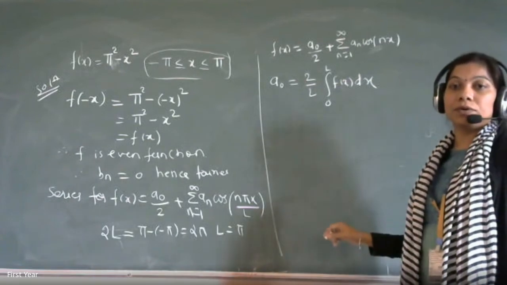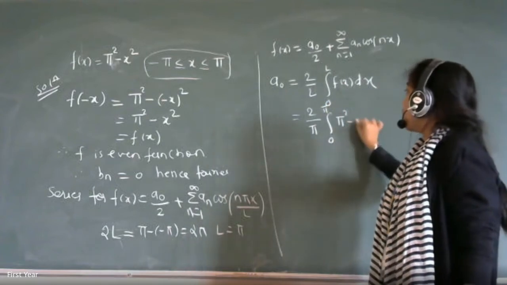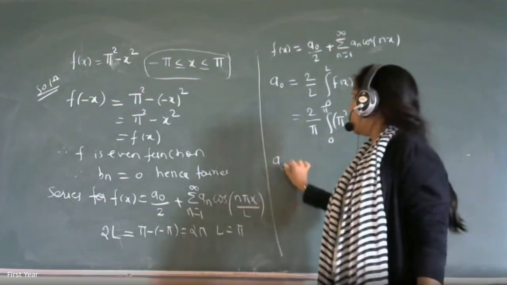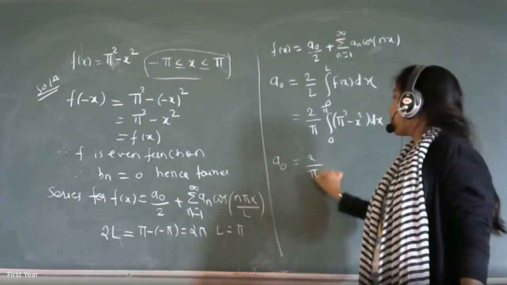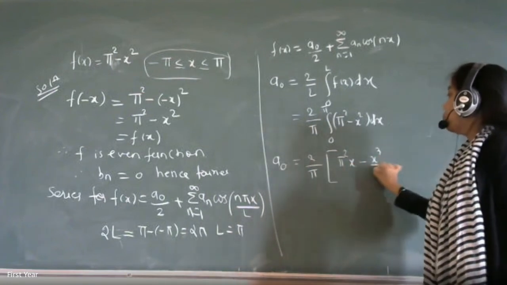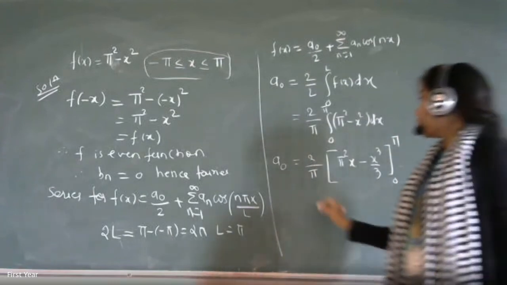And what is that equal to? This is equal to 2 by pi, integral 0 to pi of pi square minus x square dx. And that will give you a naught is equal to 2 by pi. The integration of pi square is pi square x minus x cubed by 3 from 0 to pi. So substitute and check.